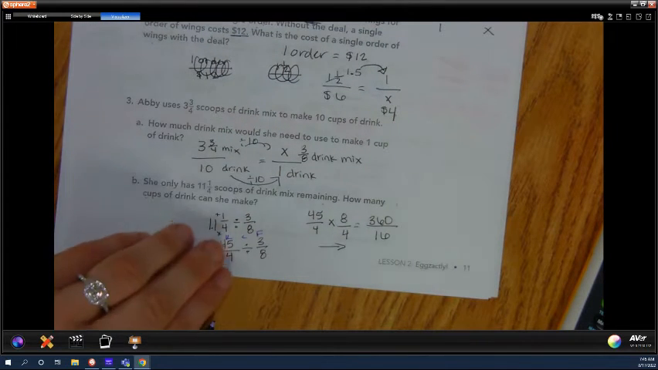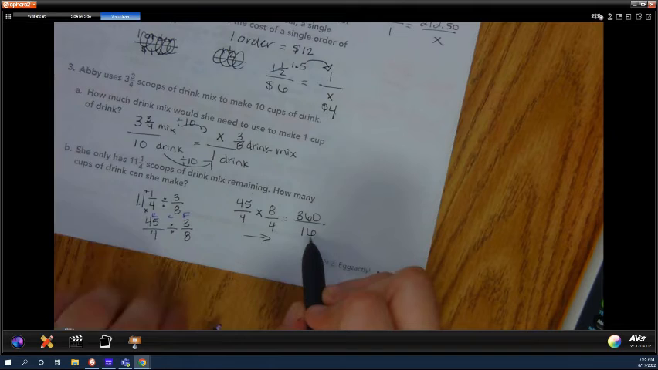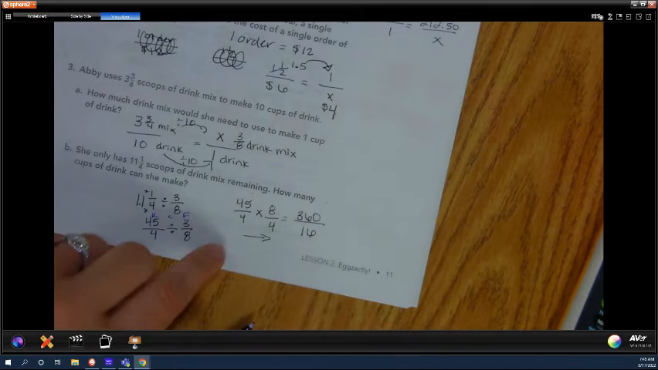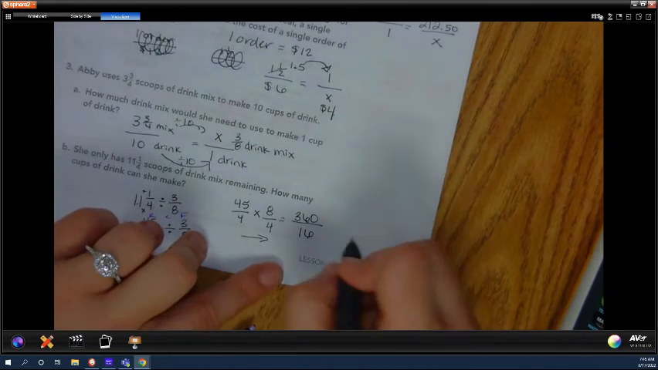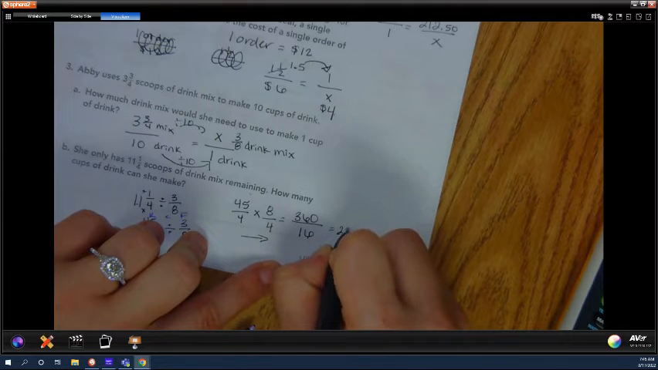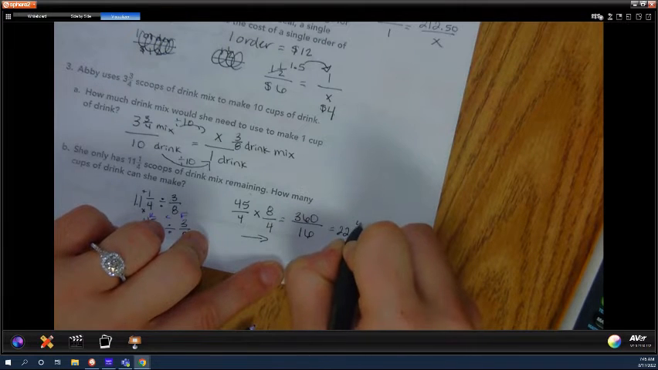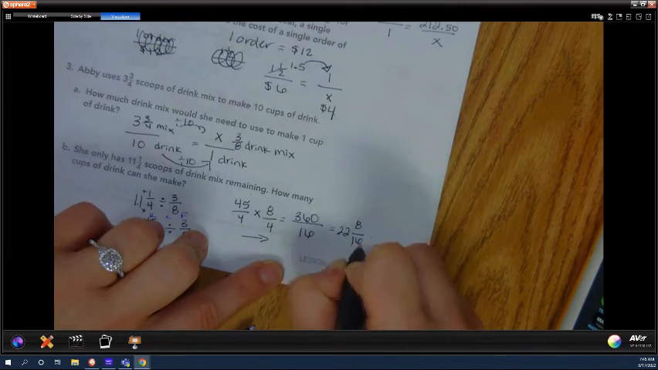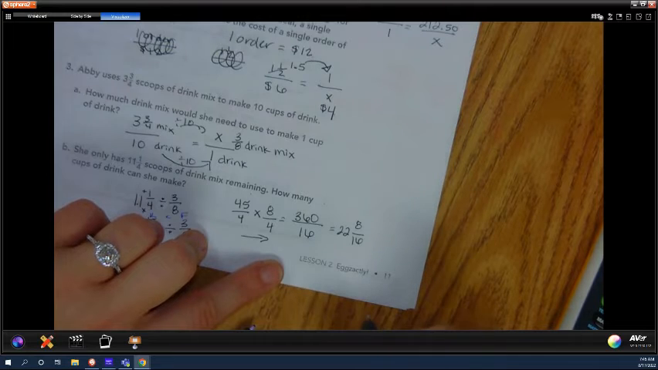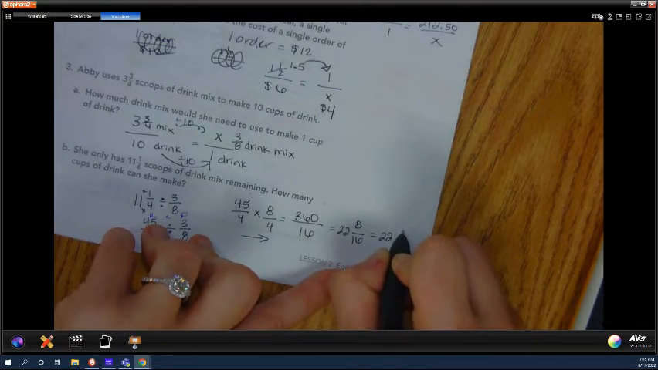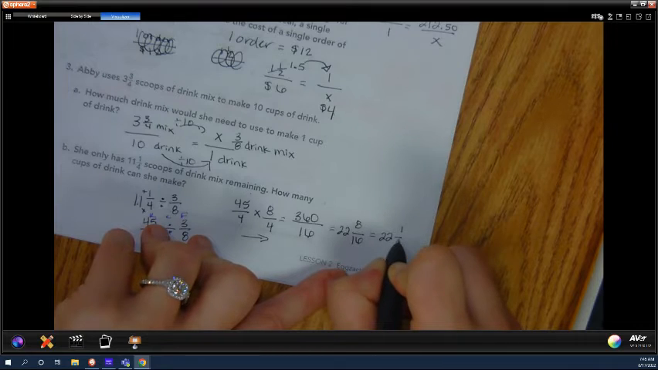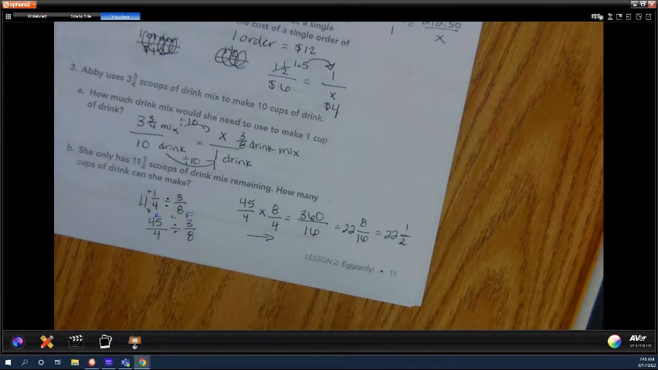And now I need to divide. So I'm going to take 360, and I want to know how many times 16 can go into 360. And I'll be nice to you guys again. It goes in there 22 full times, with 8 left over 16. Now notice 8 over 16 can reduce. And I'm going to have 22 and 1/2. So she can get 22 and 1/2 cups of drink.